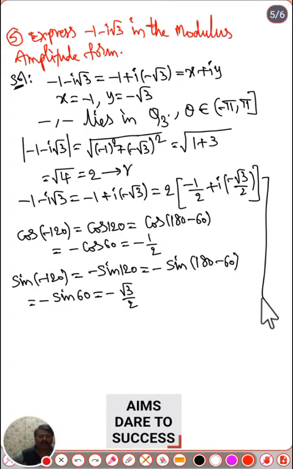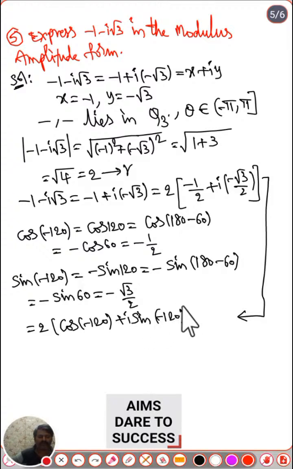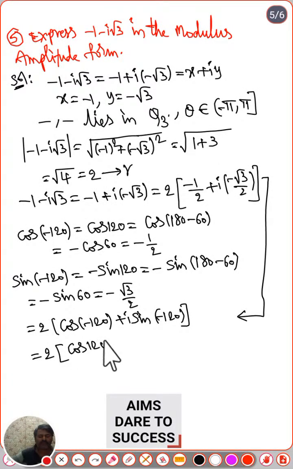Now I am continuing with this value, 2 will be the same. So 2 into minus 1 by 2 value, cos of minus 120 plus i into sine of minus 120. This is the final answer. Otherwise, if you want to write, 2 into cos of minus 120 is cos 120. Next, plus i into sine of minus 120 is minus sine 120. So minus comes outside, minus i into sine 120.